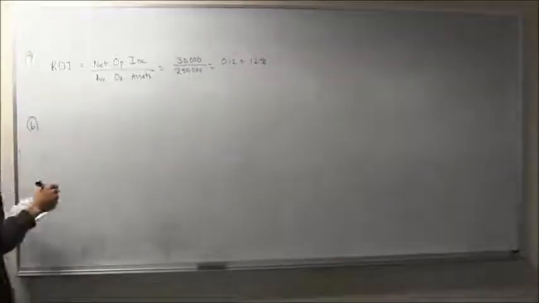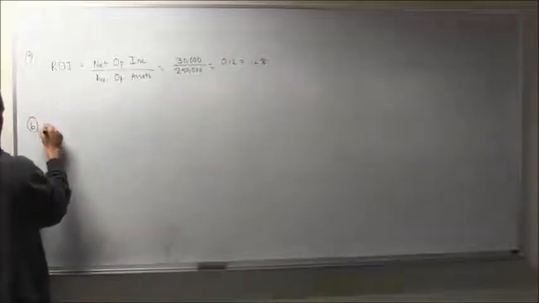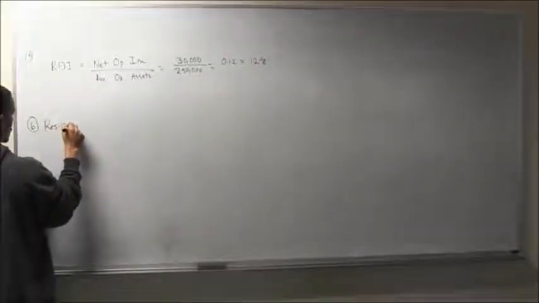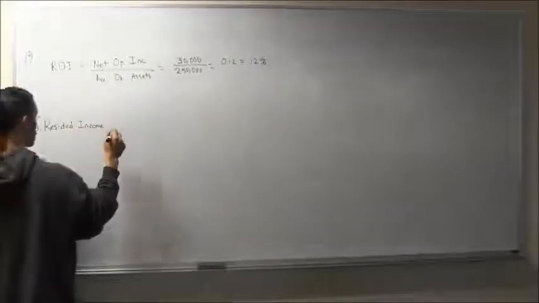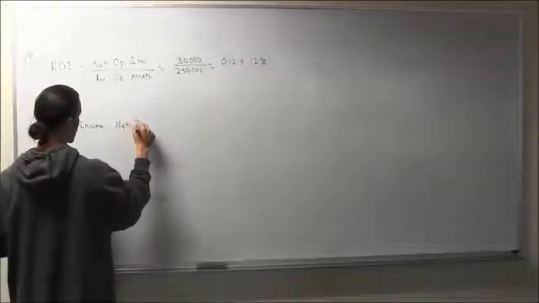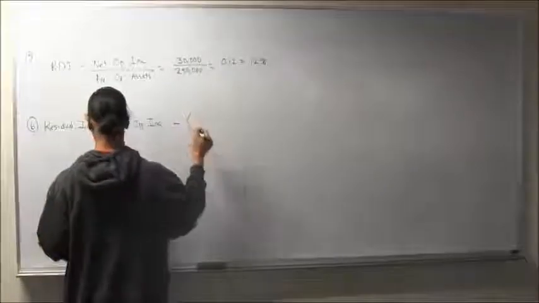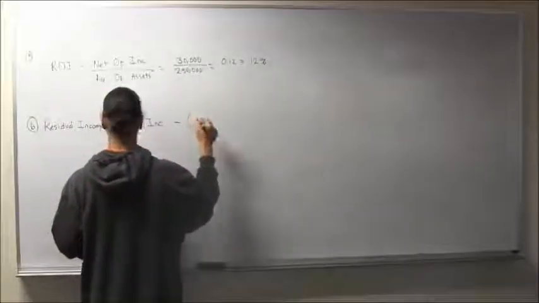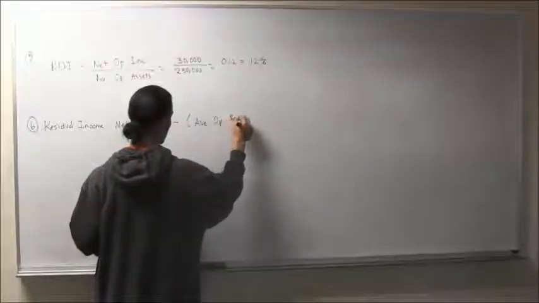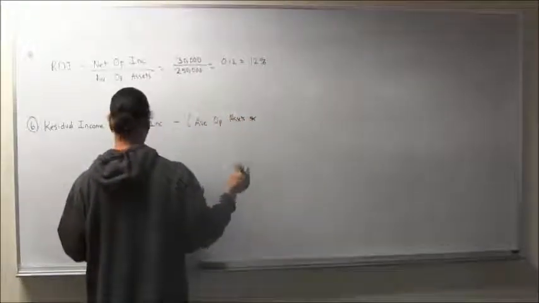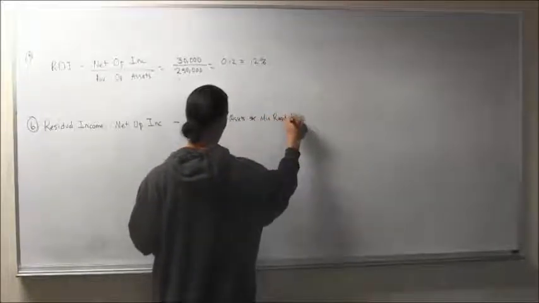Number 6, residual income. It's your net operating income minus minimum required rate of return.